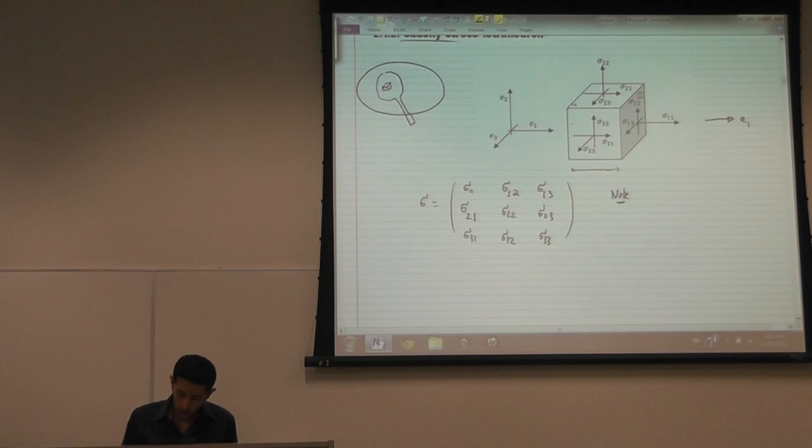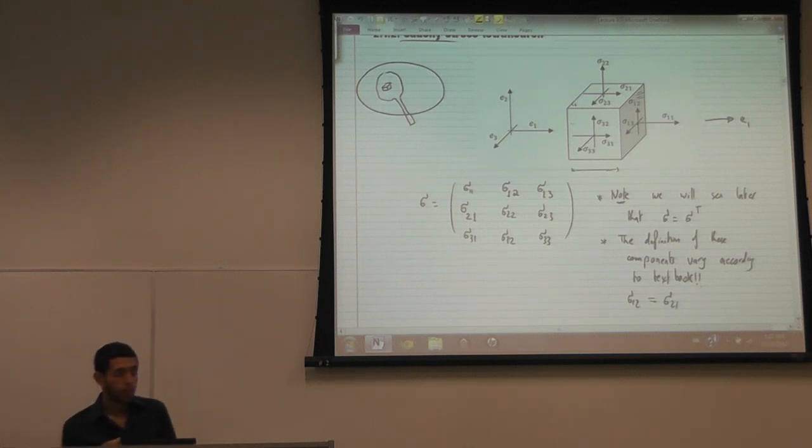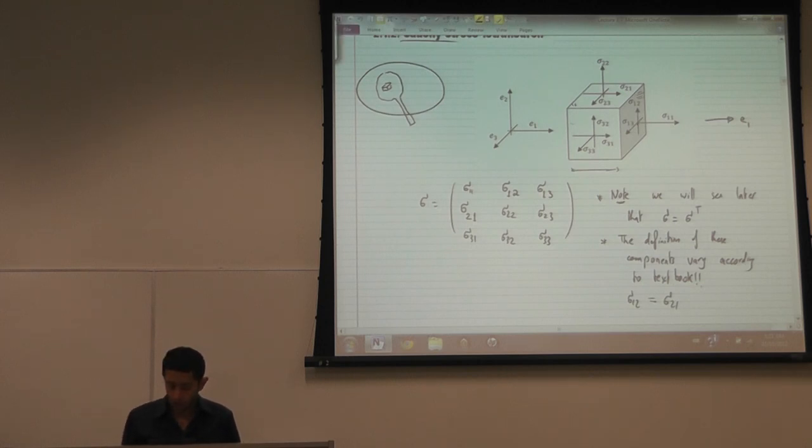Note, we will see later that sigma is equal to sigma transpose. The definition of these components varies according to the textbook that you read. Sigma 12, somebody would define it as sigma 21. Now it doesn't really matter because it's symmetric, but when I say here sigma 12, I mean the component of the stress on this plane in the direction of 2. Another text might define this as sigma 21. They are equal, but you have to be clear on the definition.